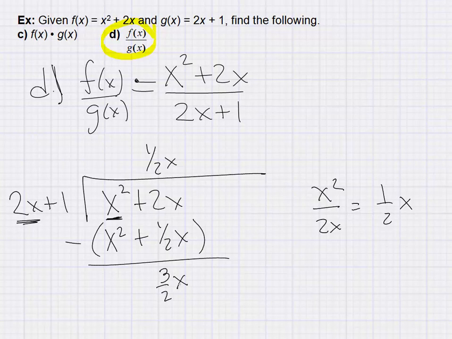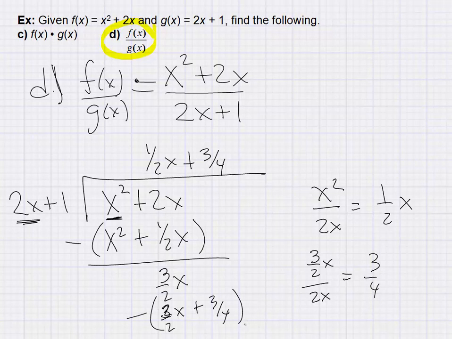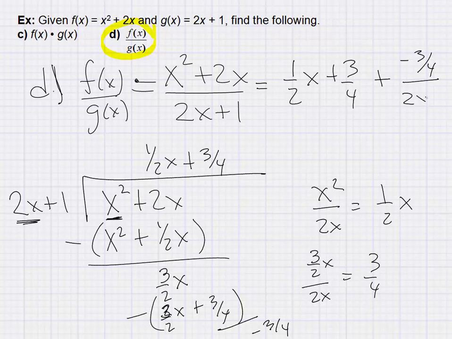Okay. I can do this again. Take this divided by this, so I get 3/2 x divided by 2x gives me 3/4. So I add 3/4. Multiply some more. I'm going to get 3/2 x plus 3/4. Subtract, and I end up with minus 3/4. And I could do that, right? I could do that and say, okay, well this is the same thing as 1/2 x plus 3/4 plus negative 3/4 over 2x plus 1.